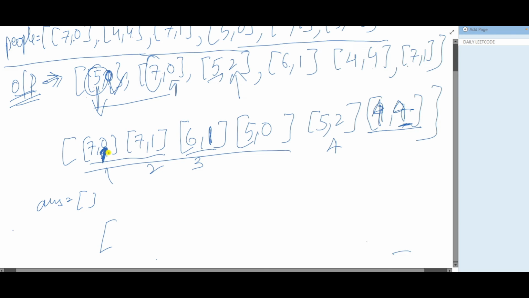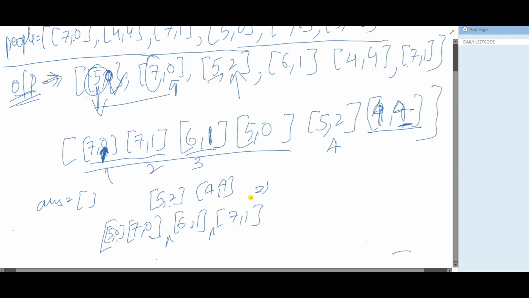Now let's start iterating. You would get a 7 comma 0 over here. Then this needs to be at the first index, so 7 comma 1. Then this needs to be at the first index, so it would become 6 comma 1, and the 7 comma 1 would shift. Now 5 comma 0 becomes the 0th index, this becomes the first, this becomes the second, and this becomes the third. Now you have 5 comma 2, so this becomes the second index, so it comes over here. Then 0, 1, 2, 3 and 4 comma 4, so it goes at the 4th index.